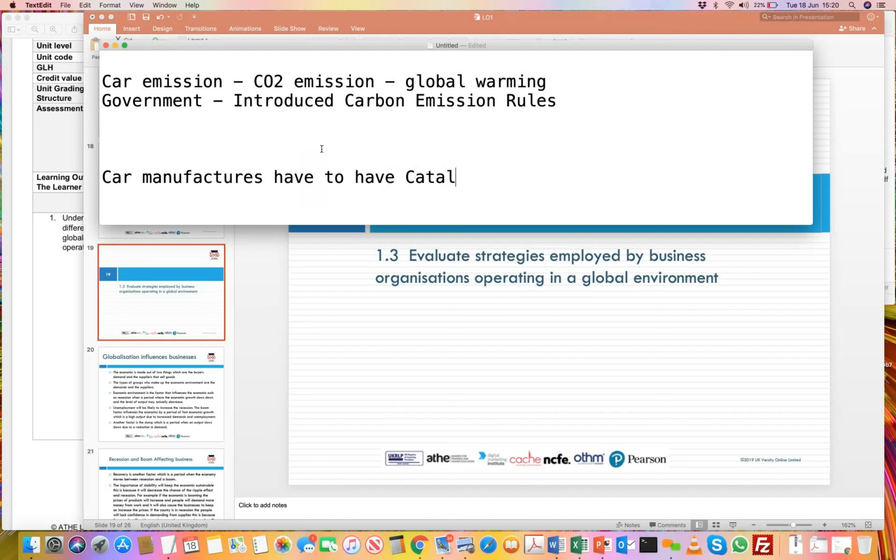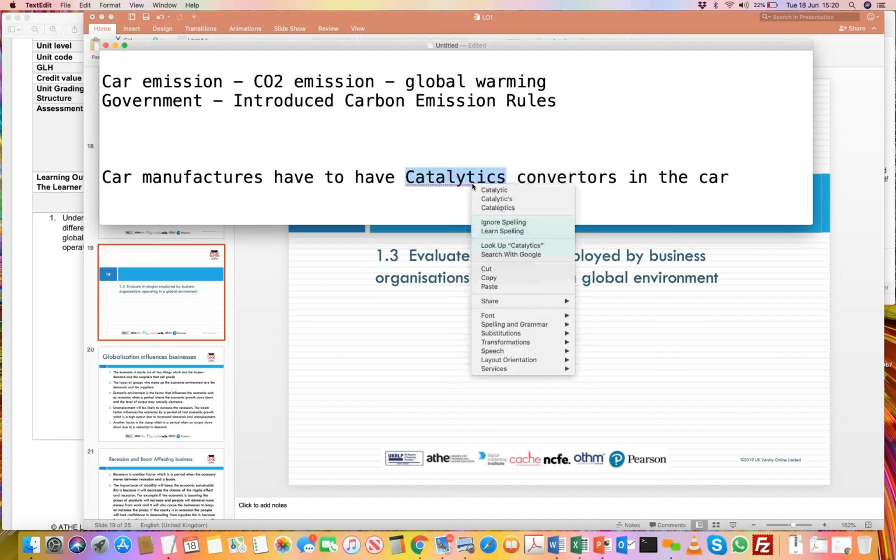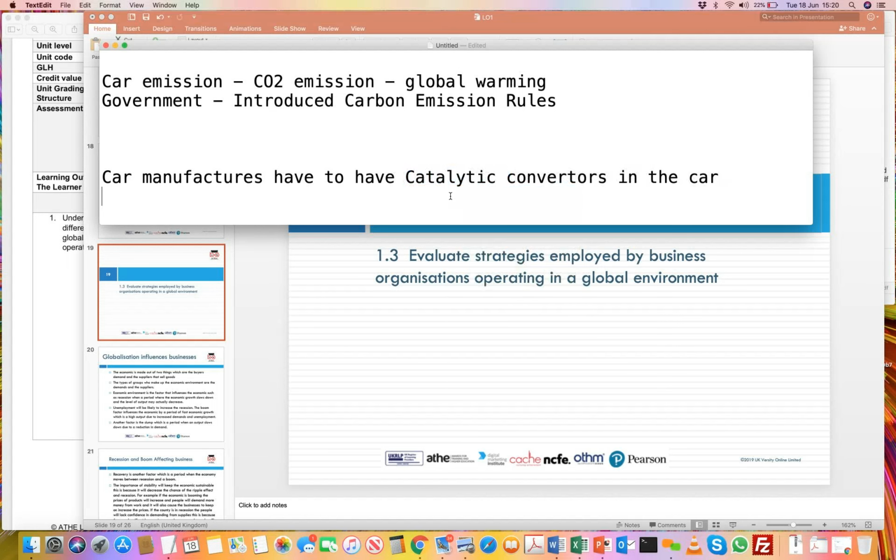So today most car manufacturers have to have catalytic converters in the cars. What does a catalytic converter do? A catalytic converter converts the carbon monoxide. Carbon monoxide is very poisonous. Okay? It is very poisonous. So it converts the carbon monoxide to what is called carbon dioxide. That's CO2, because that is not poisonous to human beings.